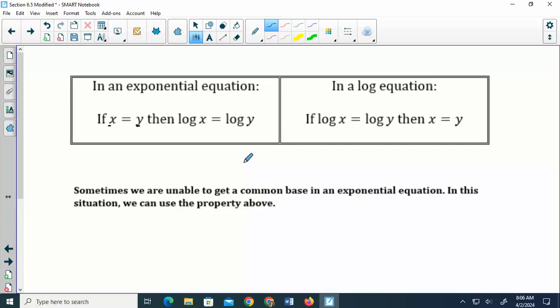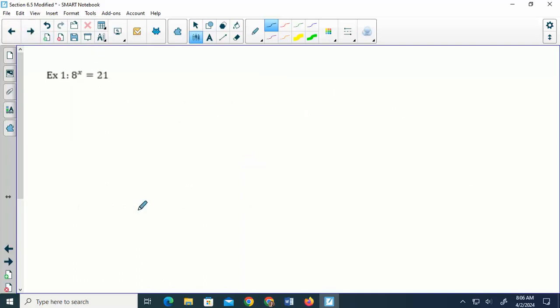So sometimes if we have something where we cannot get a common base, we are going to use this property to either add logs into our problem or take logs away, depending on the situation. So let's say I gave you this problem. We definitely still want to check to see if we can get a common base, because if that works, that is always going to be the fastest option for solving a problem.